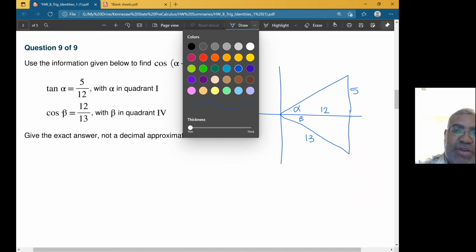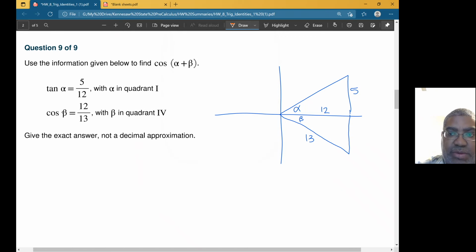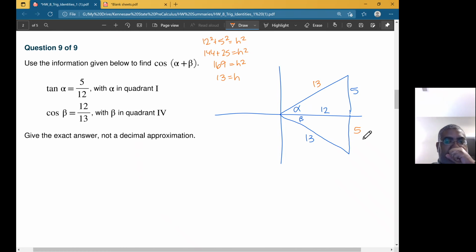If you know your Pythagorean triples, then you automatically know that that's 13 and that's 5. But in case you don't, 12 squared plus 5 squared is equal to hypotenuse squared, where 12 is one leg and 5 is the other leg. This is 144 plus 25 equals h squared, so 169 equals h squared. If you take the square root of both, you get 13 equals h. The bottom one follows the same pattern.